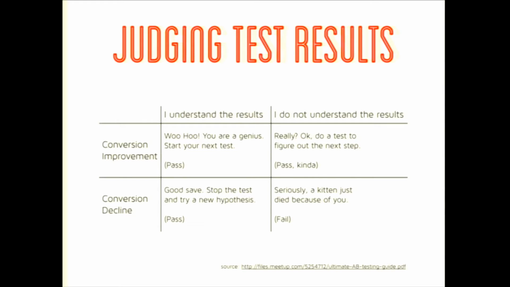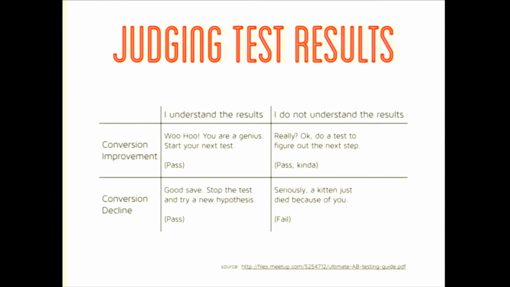Right, so when you are judging results of a test, there are 4 different outcomes. There's only one place where your test has an actual failure. It's when you have a conversion decline and you don't actually understand what the results are. So again, if you don't understand your results, kitten just died, big whoop. Everything else, you're probably okay. You can continue testing again. The other issue is if you don't understand your improvement, why you improved, then you sort of need to step back and say, okay, fine, why did I make the change in the first place? What was my hypothesis behind that change, and why did it improve?